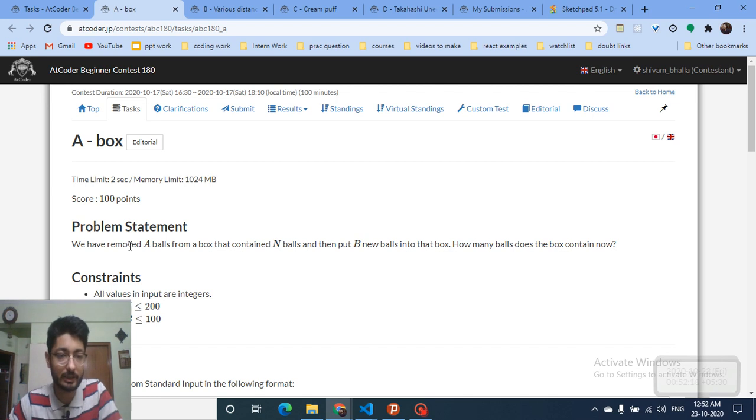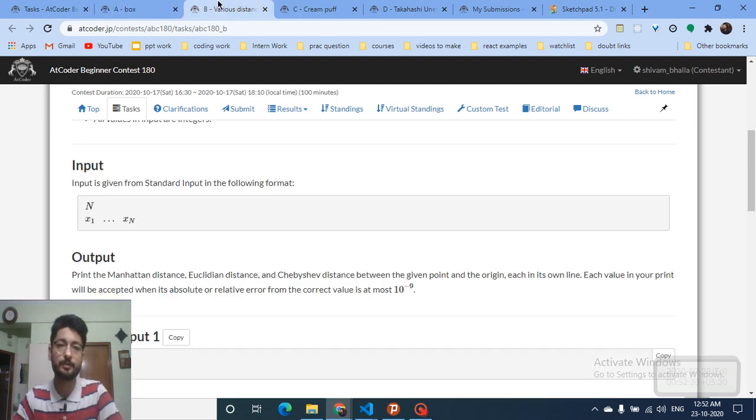We have to remove a balls from a box that contains n balls. So there is a box which contains n balls, you take out a balls and then you put in b balls. Then how many balls are there? So it's n minus a plus b.